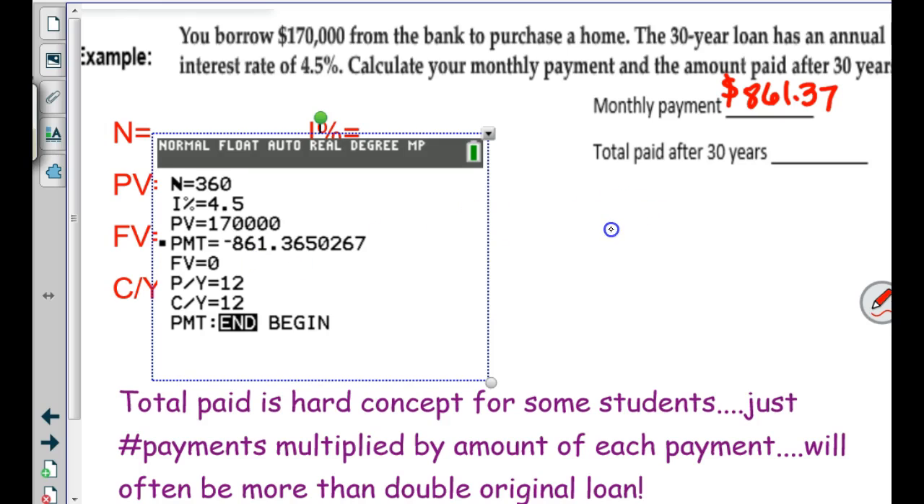All right. How do we figure out the total we paid for this house after 30 years? $861.37 every month for 30 years. That's it. I'm going to tell you now, it's usually twice what you borrowed, depending on the interest rate and how long you take it out. What did it come out this time? 310.